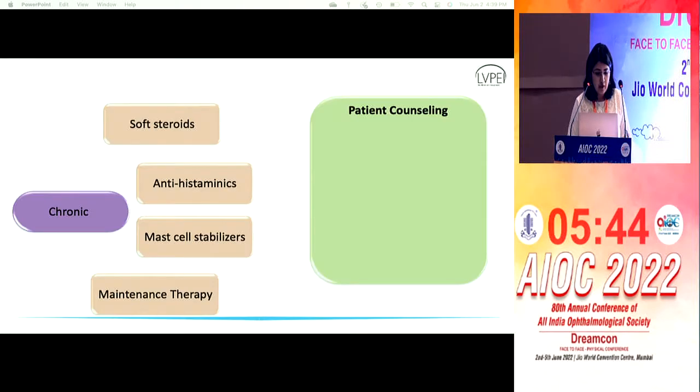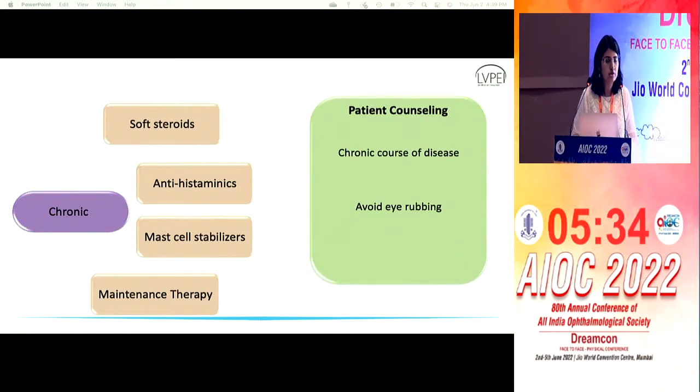So irrespective of the severity of the disease, patient counseling is a very integral part in the management of ocular allergy. The patients have to be counseled regarding the chronic course of the disease. They have to be explained that this is a disease where there will be a relapse, so that they don't get alarmed and visit a different doctor every time. Otherwise, they will get overtreated with steroids, and then we will have to deal with the slew of complications that is associated with steroid use.